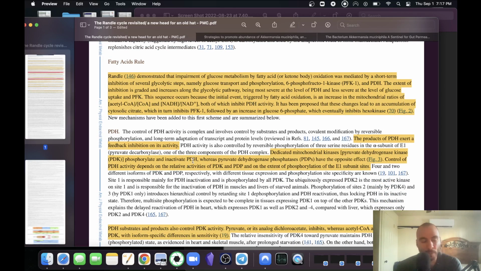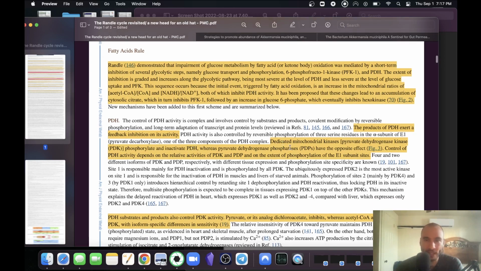There's more blocks on the pyruvate dehydrogenase enzyme, and we're going to get into that right now. So what they say is the products of PDH exert a feedback inhibition on its activity. The product of PDH is acetyl-CoA, and essentially what happens is when that builds up, it inhibits PDH's ability to produce more acetyl-CoA. So it has an inhibitory effect on PDH. And this is known in chemistry, I think it's Le Chatelier's principle, where a buildup of the product of a metabolic reaction can inhibit the reaction to some extent or push the reaction in the other direction if it is reversible.